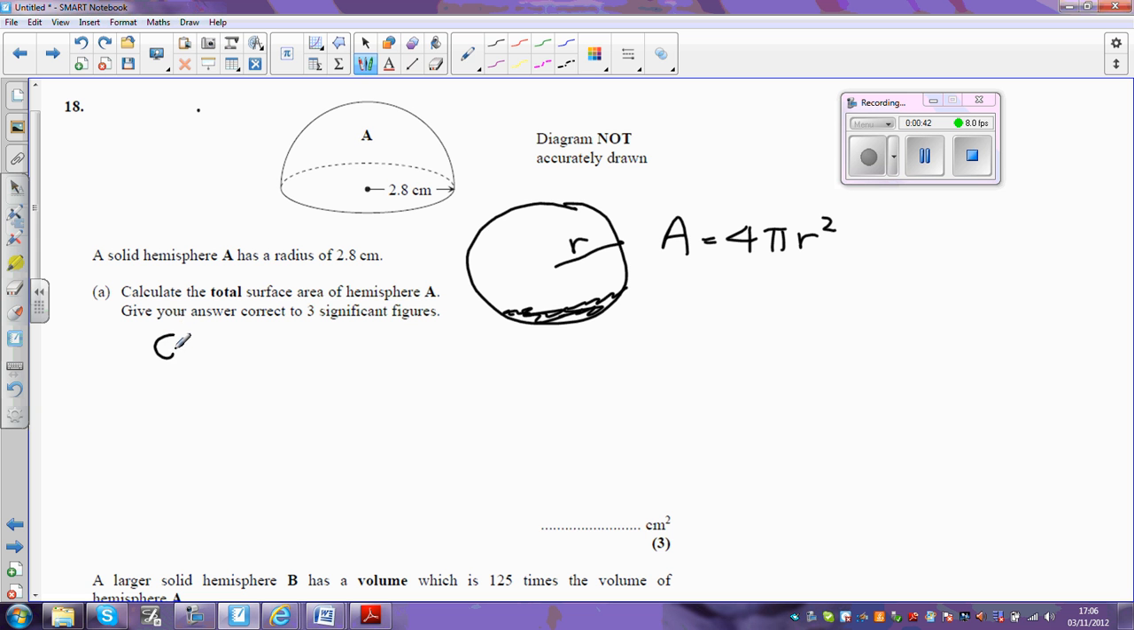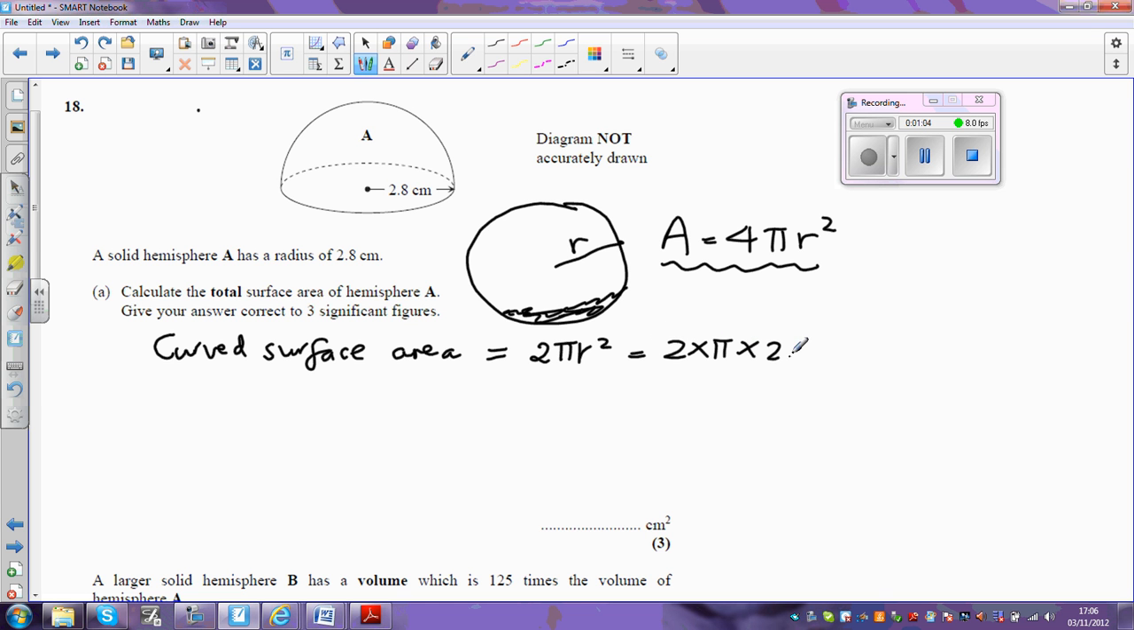So basically the curved surface area is going to be half the surface area of a whole sphere. And if the surface area of a whole sphere is 4 pi r squared, then for the hemisphere, the curved surface area is going to be half of that, which is just 2 pi r squared. In other words, we're going to do 2 times pi times 2.8 squared. And if we work that out, that comes out as 49.260 and so on. I'm probably just going to save that in the memory of my calculator. I'm just going to call it A.